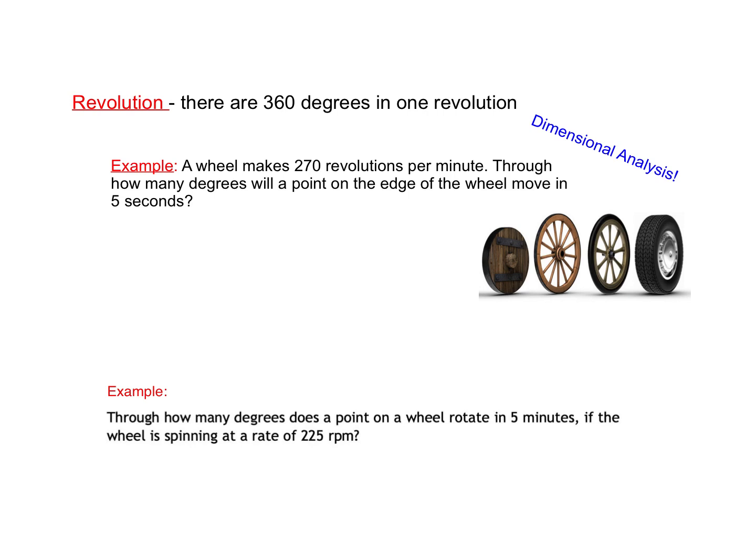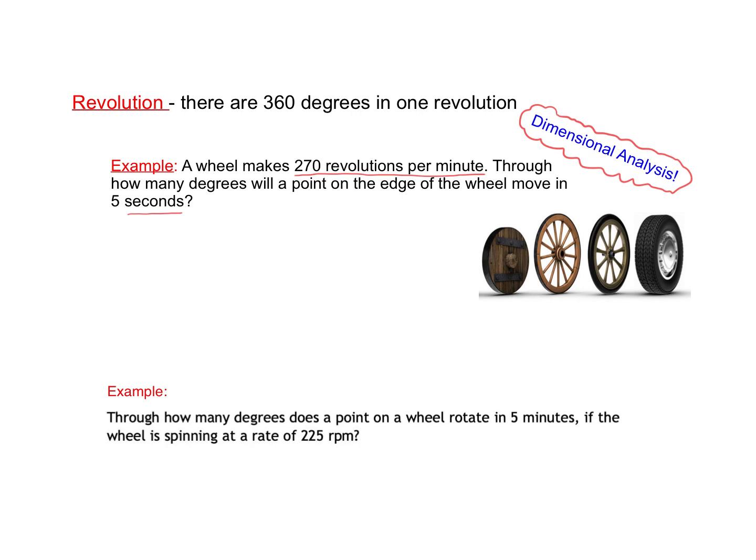We have a wheel that makes 270 revolutions per minute, and the question is, through how many degrees will a point on the edge of the wheel move in 5 seconds? All right, so keep in mind that we're looking at a couple of different units for time. One is in terms of minutes and one is in terms of seconds. So we're going to use something that you have used in chemistry a fair amount, and that is dimensional analysis. I have some conversions that I'm going to be able to use in this problem as I do my dimensional analysis.